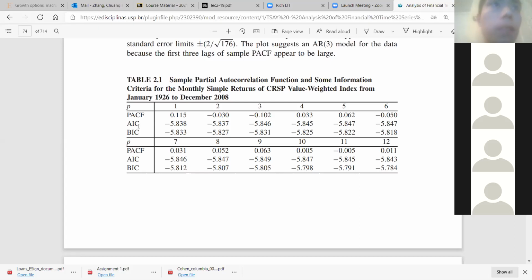Can you tell me, based on the observation, which lag, 1, 2, 3, 4, 5, 12, gives you the lowest AIC value? 6. Negative 5.847. I think that's the highest. No? Thank you very much. Yes, so I think this is good.